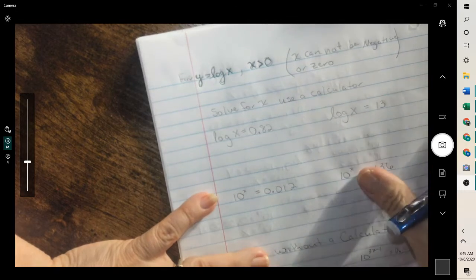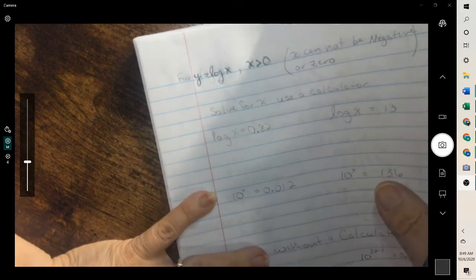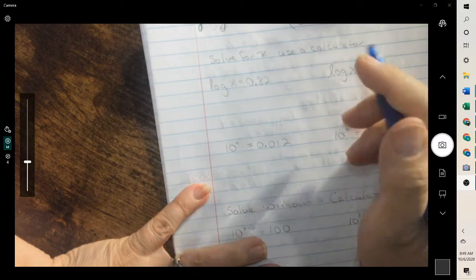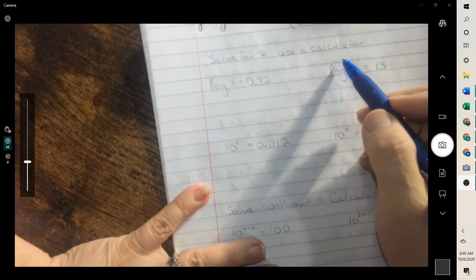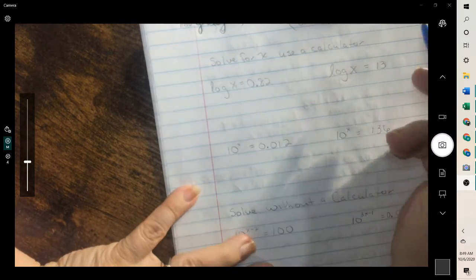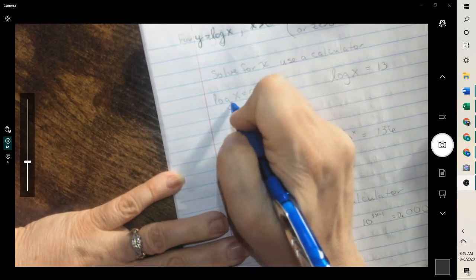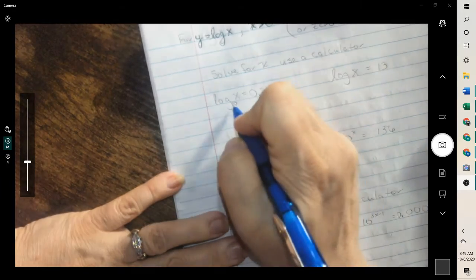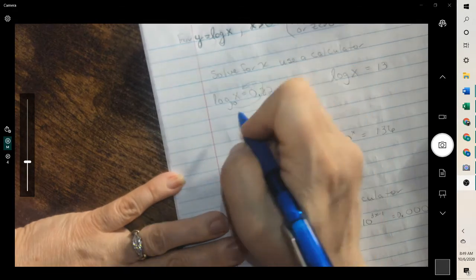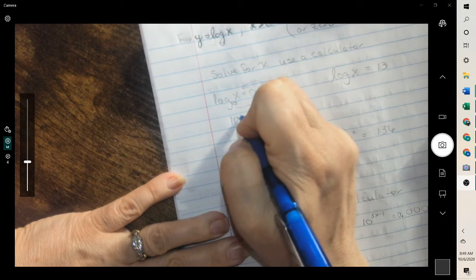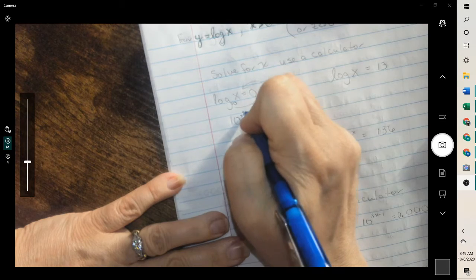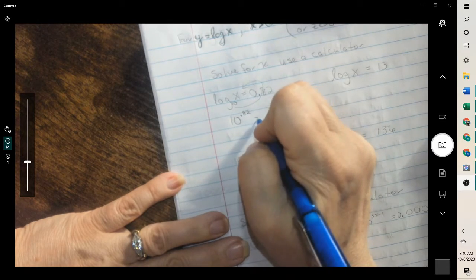So when you're solving these, you should check your answers. If we solve for x using a calculator, we first want to rewrite it because we can't put log of x in our calculator. But we know there's no base, so it's 10. This can be rewritten, then use your loop: 10 to the 0.82 equals x.